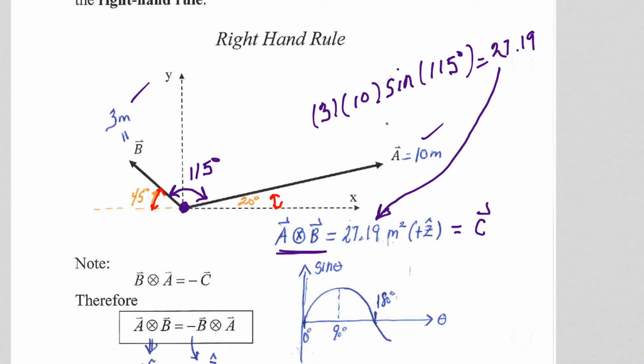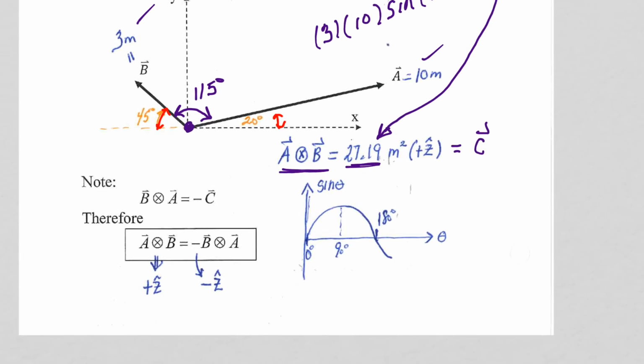B cross A will still give us the 27.19, but now we have to do what I call reverse karate chop. My thumb is going to impact the page. So I'm still in that karate chop position, but I have to rotate my hand upside down to have my thumb impacting the page. Again, it's a little bit uncomfortable, but now I can make my fist in the direction of vector A, and now your thumb should be pointing downward in the negative z hat direction.